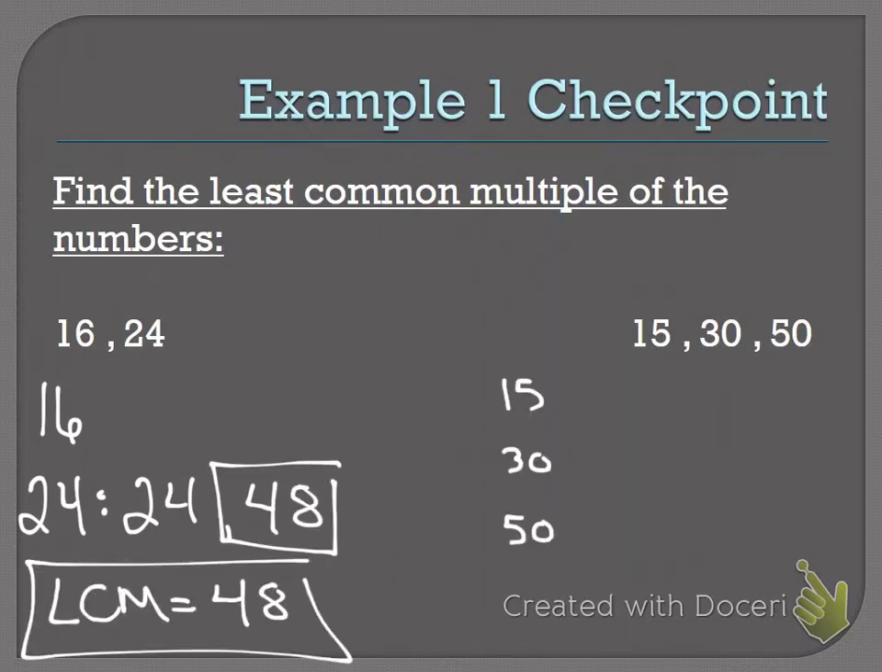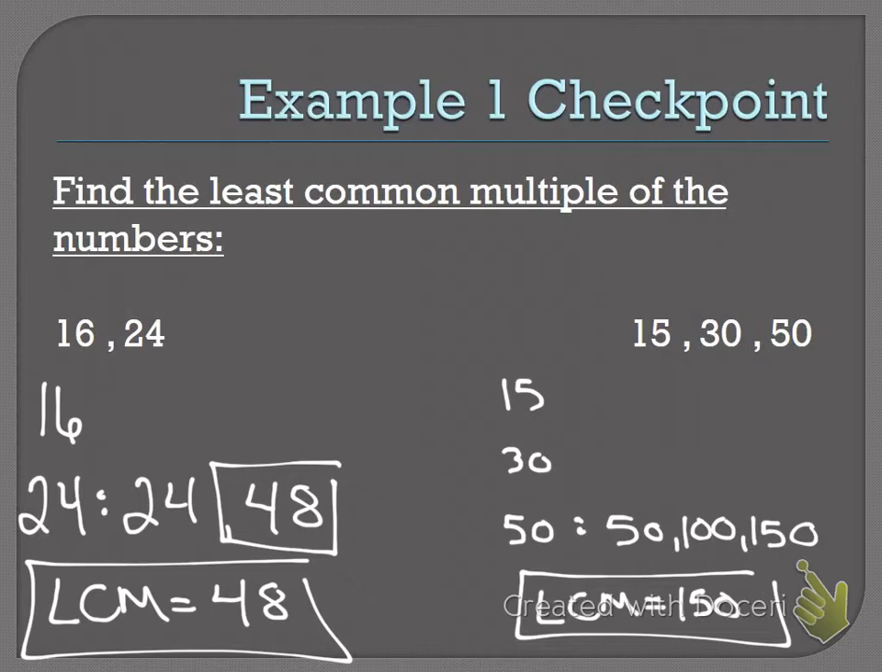Then for 15, 30, and 50, I start listing my multiples of 50 till I get to 150, and all three numbers go into 150. Again, the question has come up, do I need to fill in these missing multiples? I'm not going to require you to do it. On your homework, I'm looking for you to list the multiples of the largest of the three, and then to find a number using mental math that all of them will go into. The least common multiple.